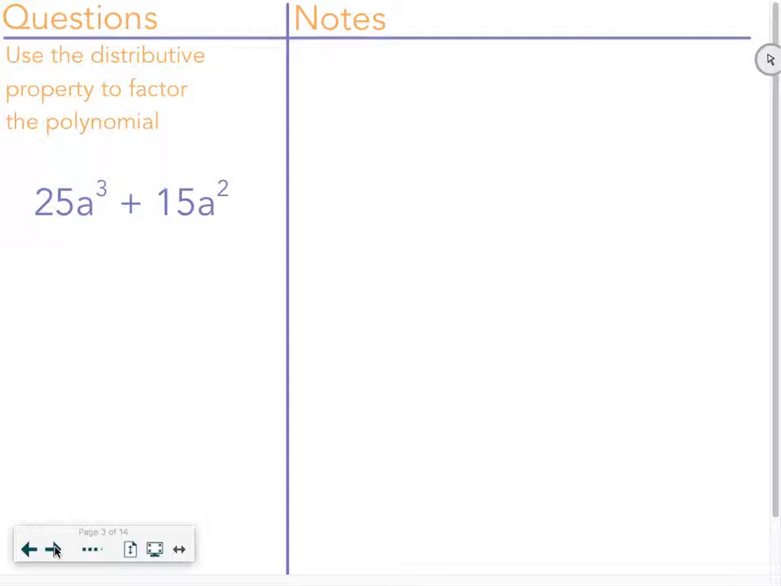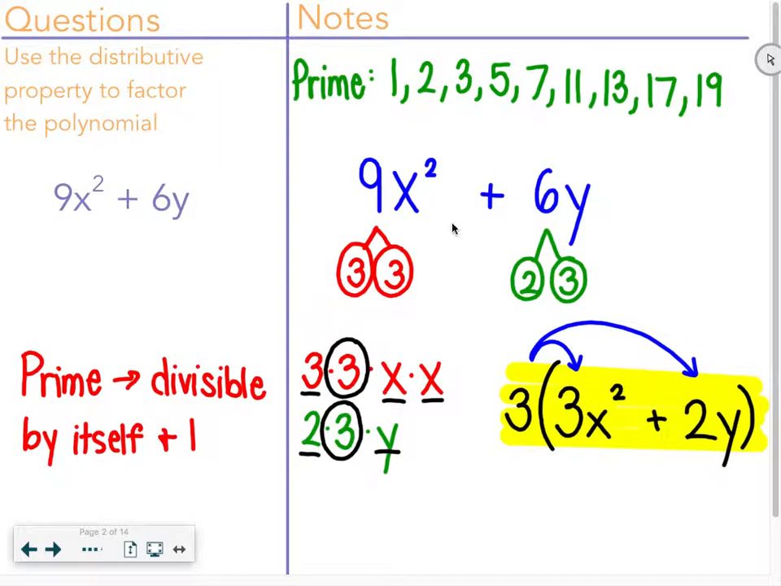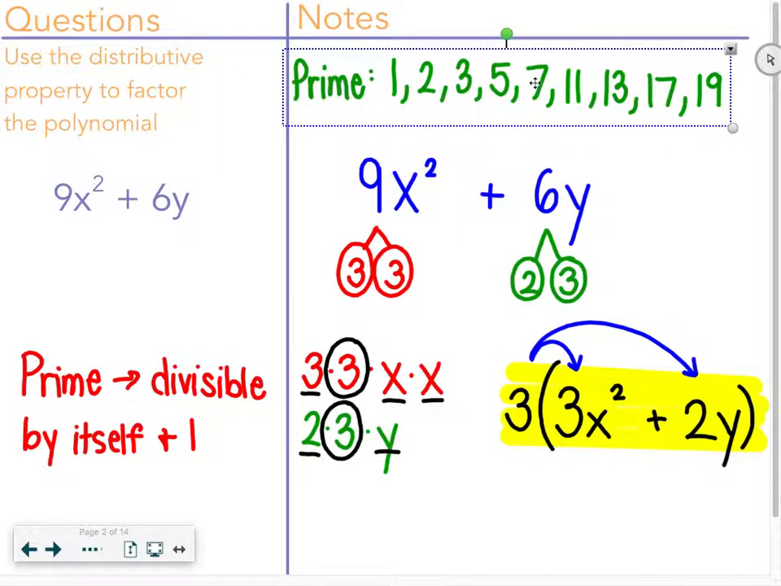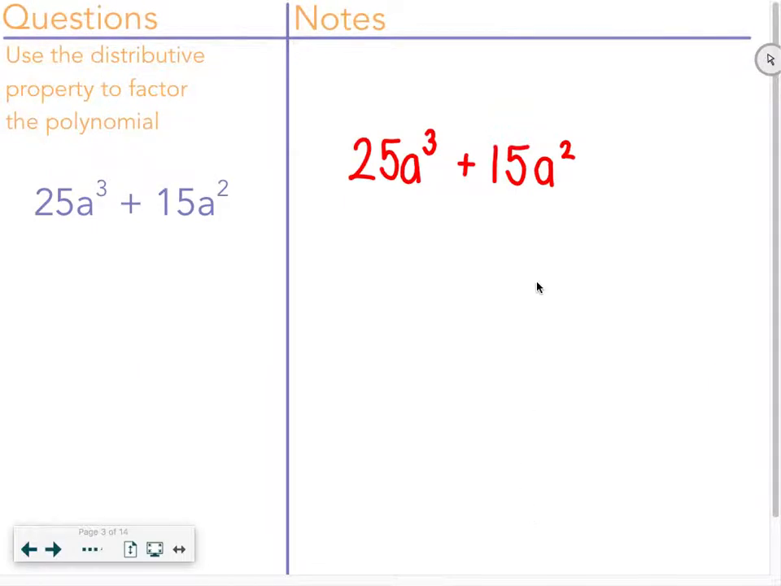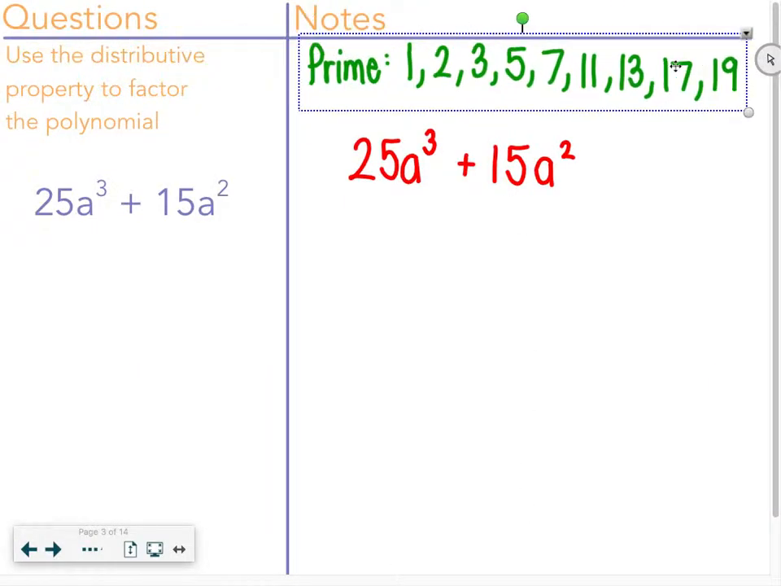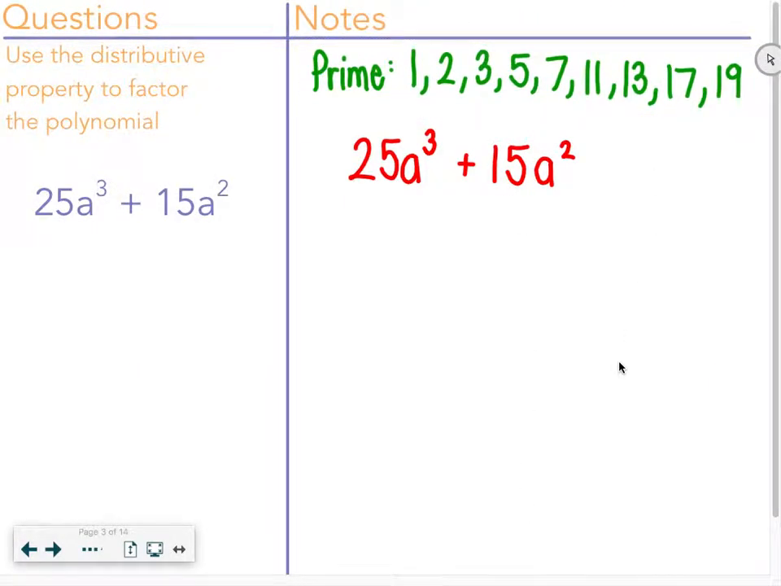All right, 25a to the third plus 15a squared. So 25a to the third plus 15a squared. And I'm going to go back and take that list of primes and put it back on this page now so we can keep using it.